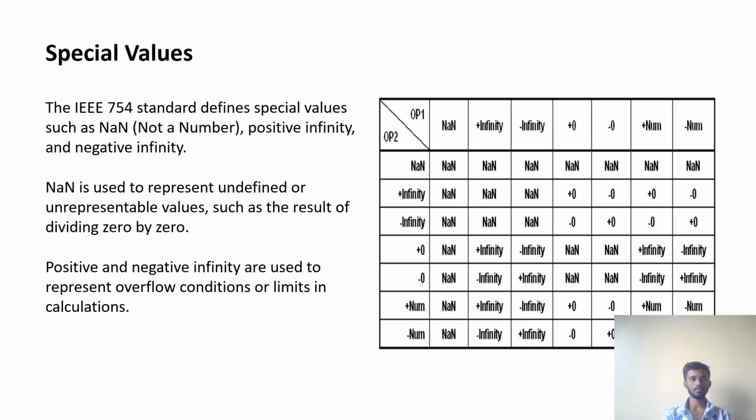Special values. The IEEE 754 standard defines special values such as NaN (not a number), positive infinity, and negative infinity. NaN is used to represent undefined or unrepresentable values, such as the result of dividing 0 by 0. Positive and negative infinity are used to represent overflow conditions or limits in calculations.